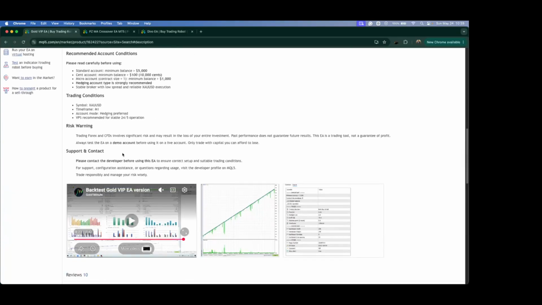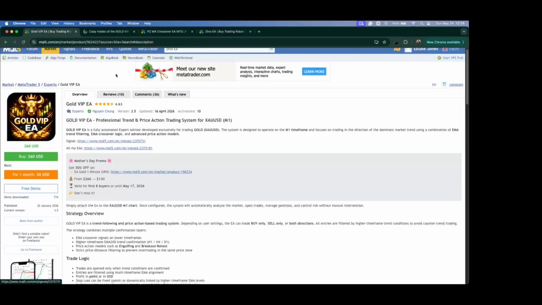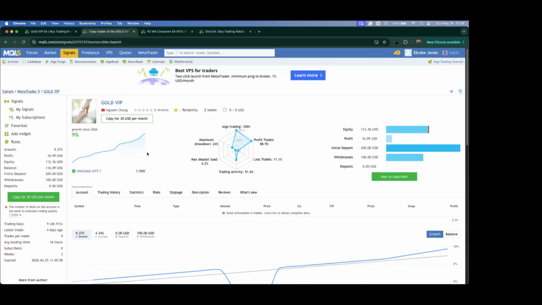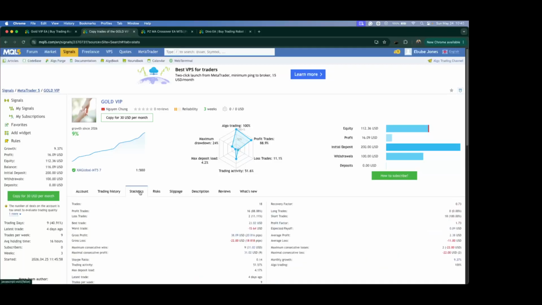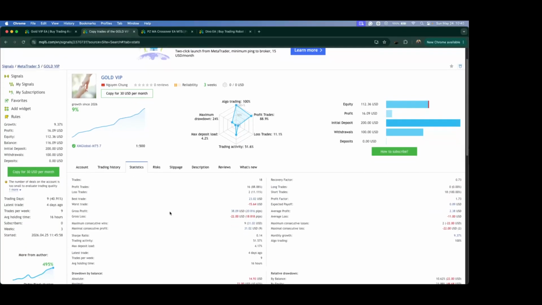And also, I had the opportunity to check their live signal, and this is what it looks like. It's been running only a few weeks, but shows 9.37% growth from a small starting deposit. And this is their statistics. Win rate sits at 88.9% with 16 wins out of 18 trades. Max drawdown around 24%. That is quite high, so you should be careful if you are trading on an account that has strict policies on the drawdowns like prop firms.